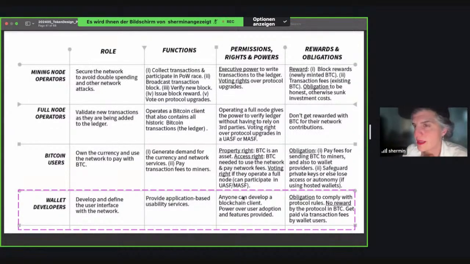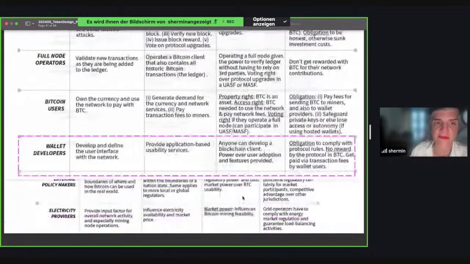They don't have direct rewards. They're not rewarded with any Bitcoins for contributing their very important services to the Bitcoin network. They have to comply with the protocol rules. Otherwise, their wallet service is not compatible with the network and nobody will use it. But they don't get rewarded with Bitcoins. They can only get paid via transaction fees by wallet users, if the wallet users are willing to pay those transaction fees.